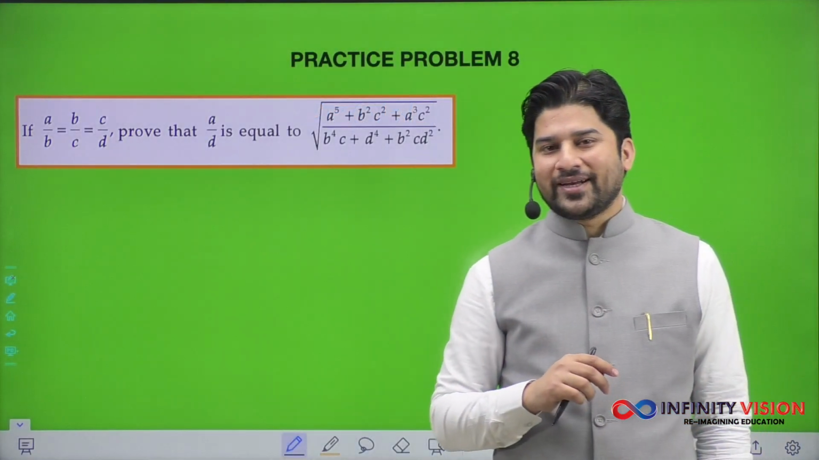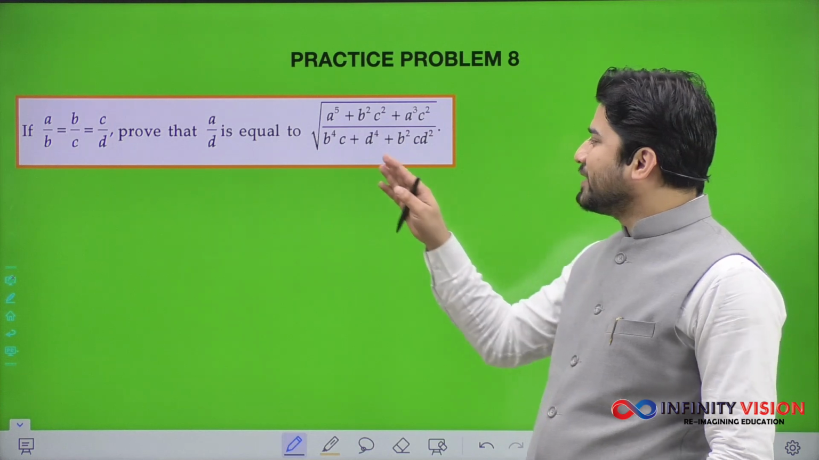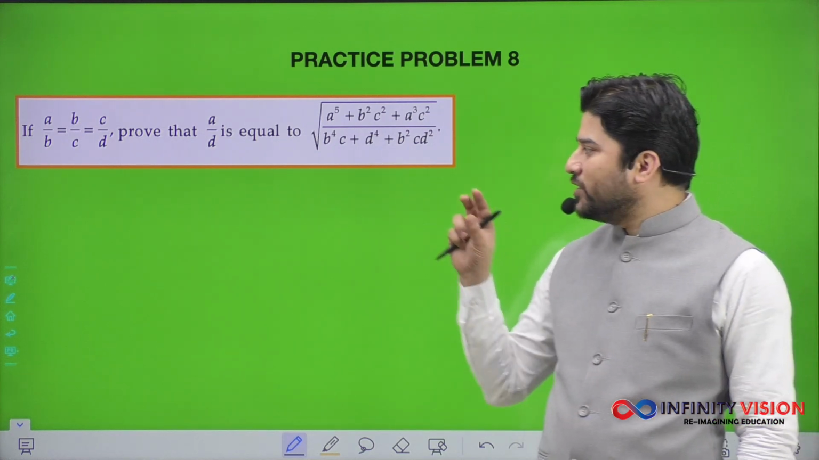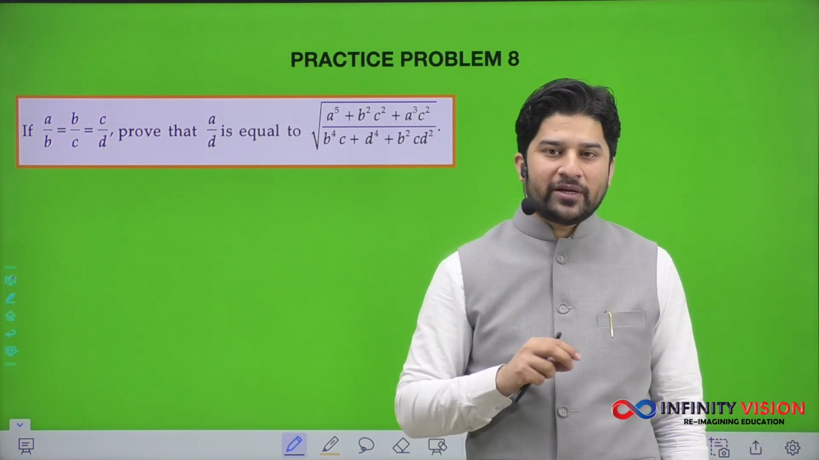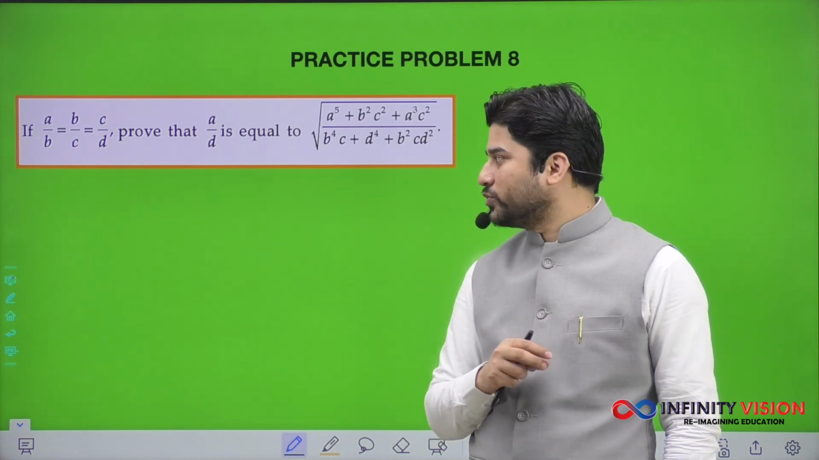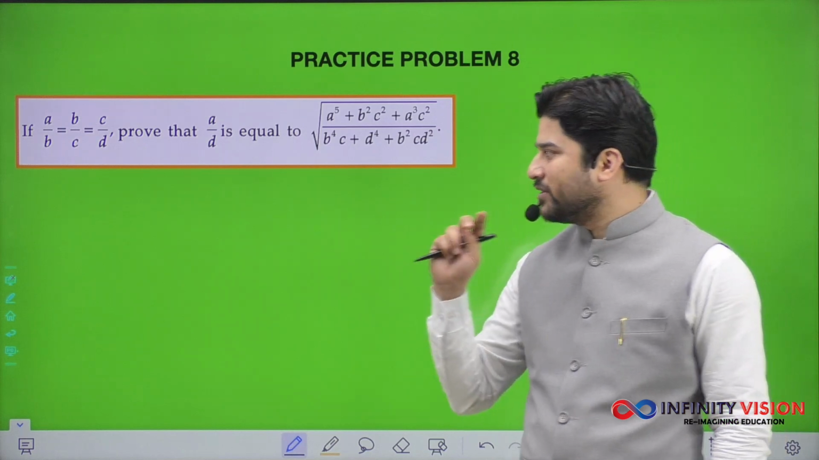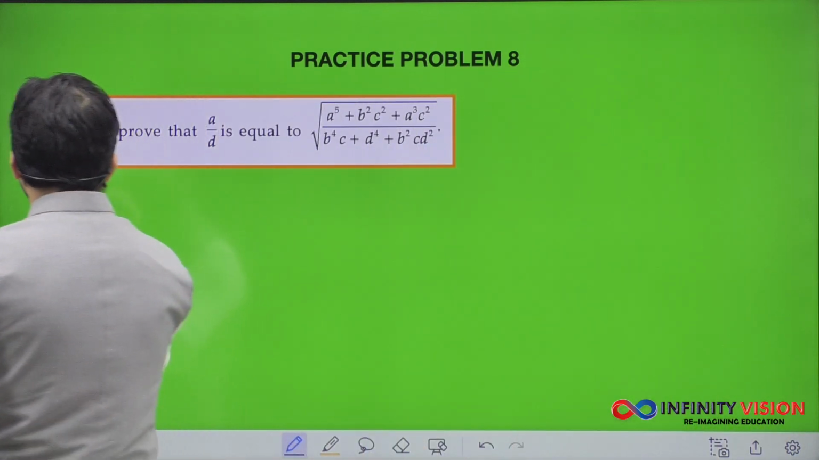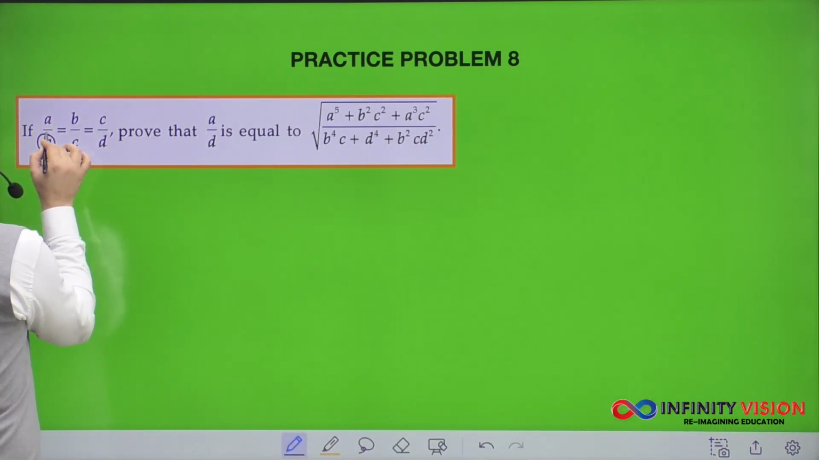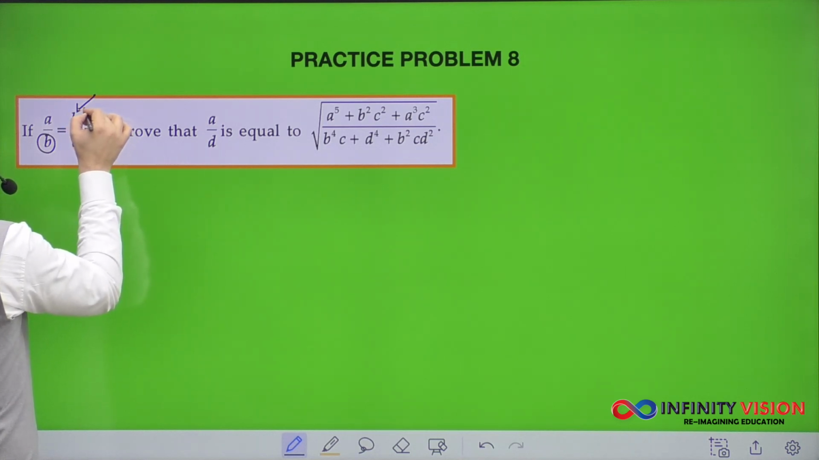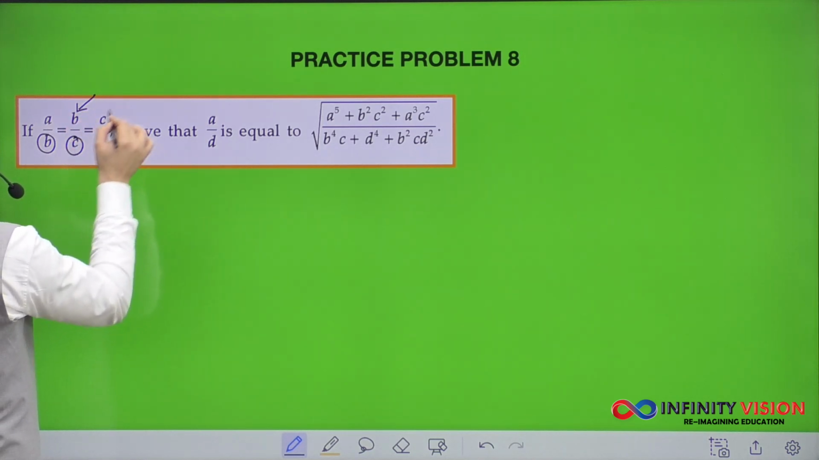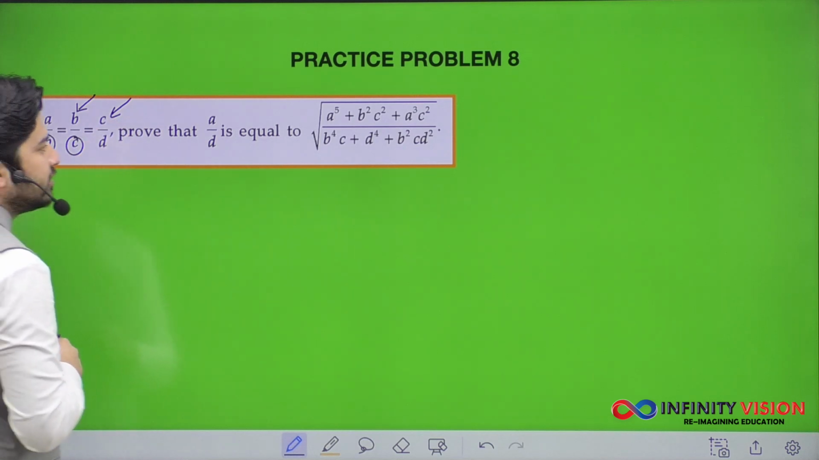Now let's look at our eighth problem. It says if a by b is equivalent to b by c is equivalent to c by d. You again see equal ratios, and when you see equal ratios, you just put them equal to lambda. But the thing you notice here is the consequent of the first ratio is the antecedent of the second ratio. The consequent of the second ratio is the antecedent of the third ratio.